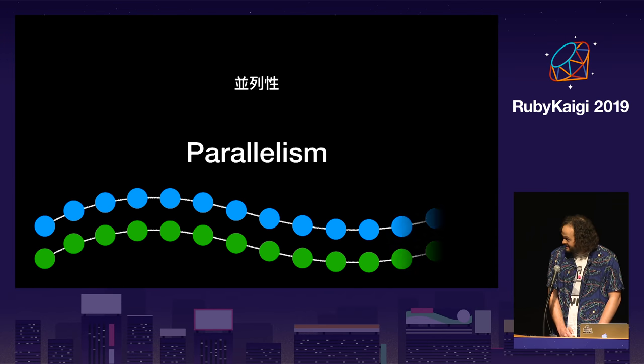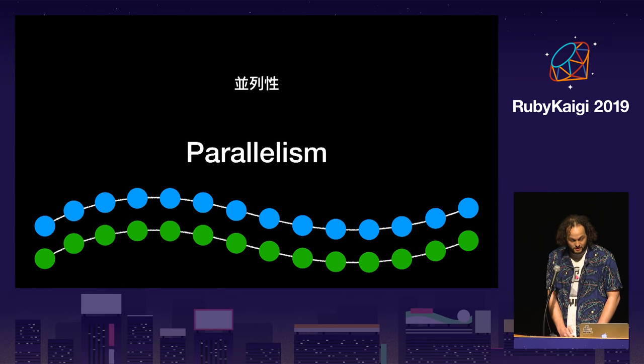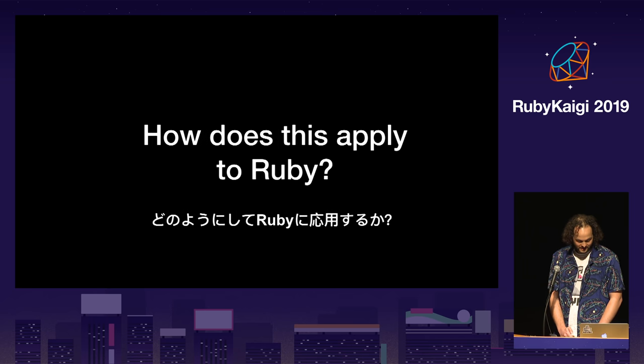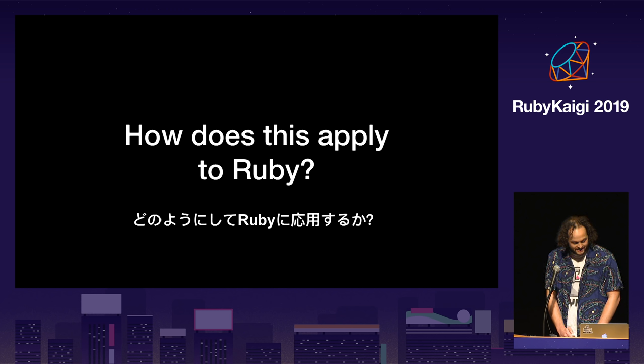This kind of simultaneous execution is referred to as parallelism. Parallelism allows us to maximize the utilization of hardware by ensuring different parts of the system are in balance with each other. So, how does this apply to Ruby? A big focus for the past several years has been improving the performance of the Ruby interpreter.